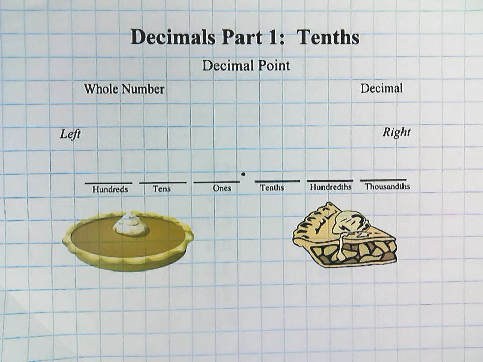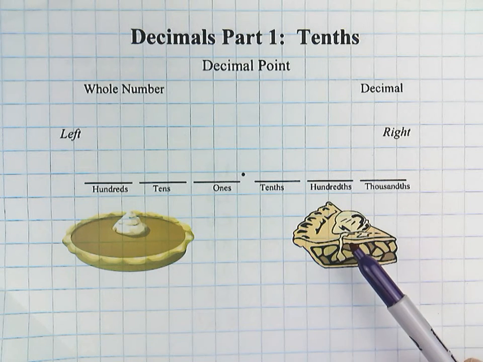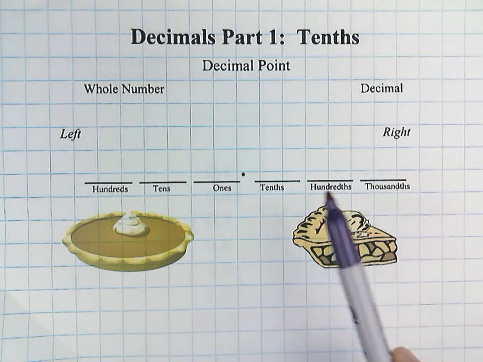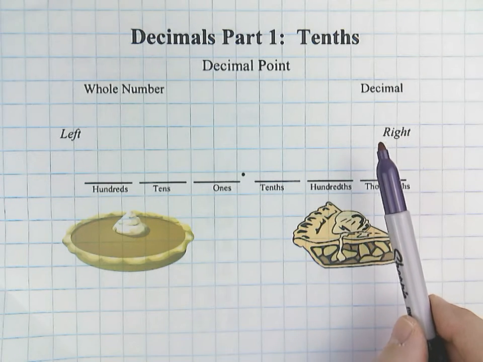So why do we need decimals? Sometimes we have wholes, but sometimes we have less than a whole. In this case, like a slice of pie, we do not have a whole, we have less. And our number system has to have a way to show parts that are less than a whole. And that's what decimals do over here on the right side.